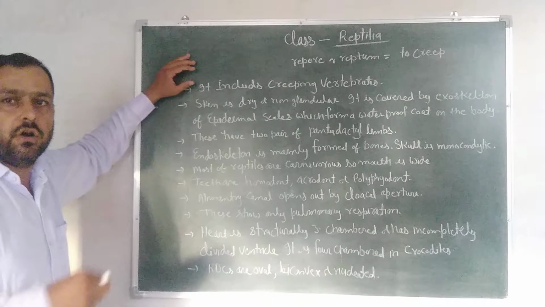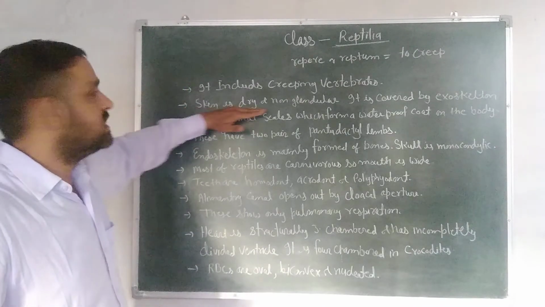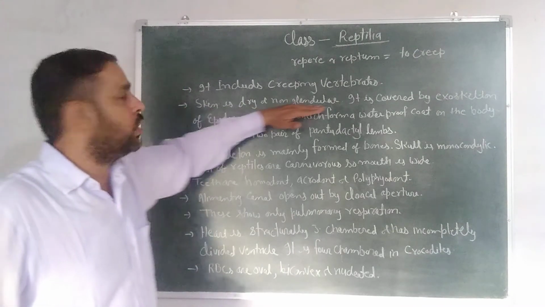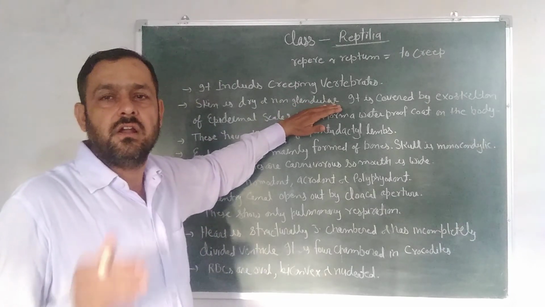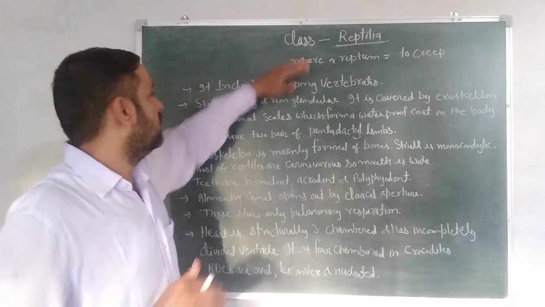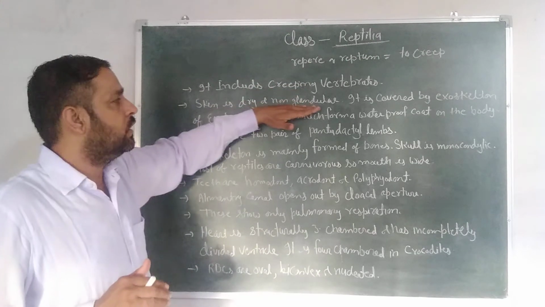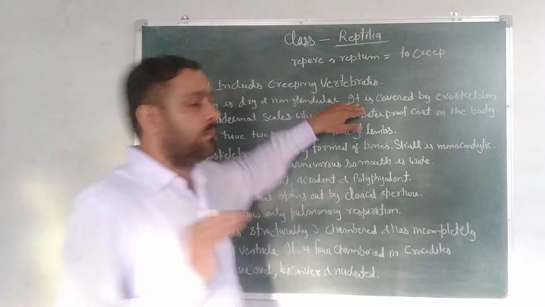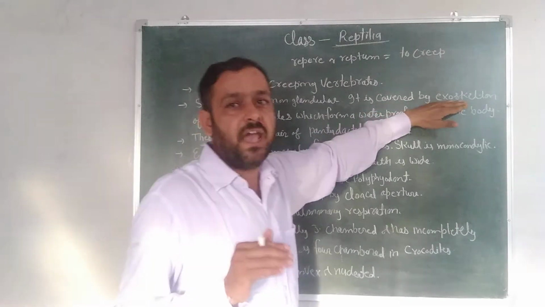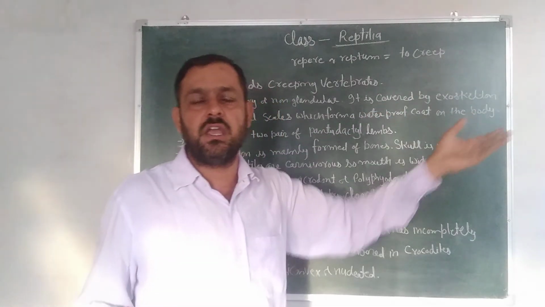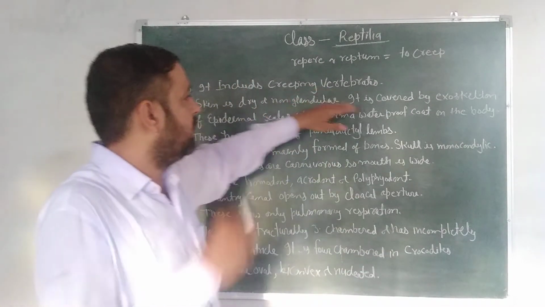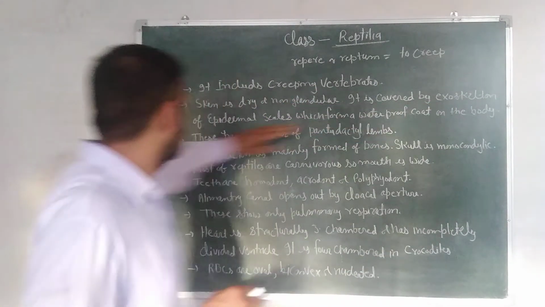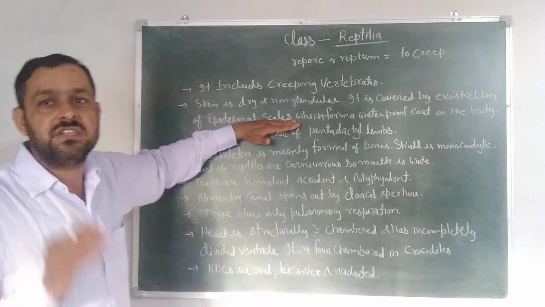The second character of Reptilia: skin is dry and non-glandular. As we see in Amphibia, the skin is glandular, but in Reptilia, skin is dry and non-glandular. And it is also covered by an exoskeleton. As we see in Amphibia, there is no exoskeleton. So here in Reptilia, it is covered by an exoskeleton of epidermal scales.